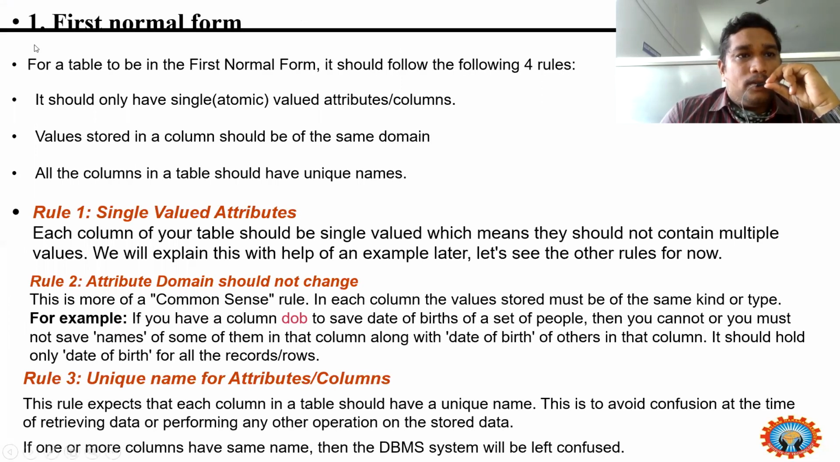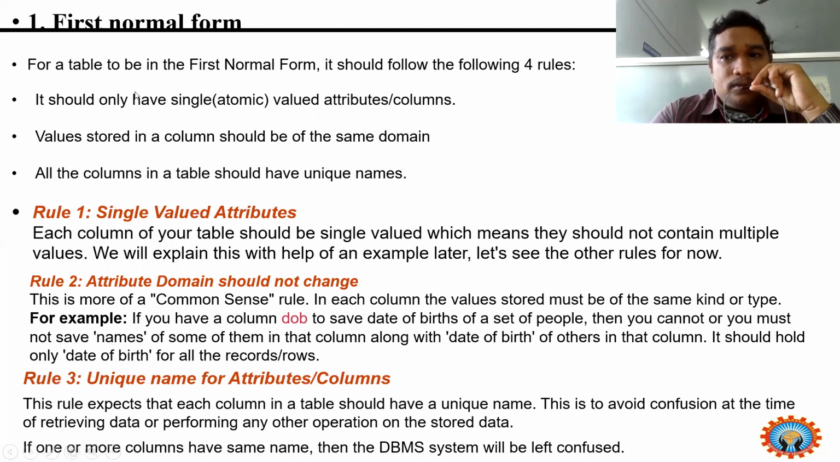Coming to first normal form, for a table to be in the first normal form, it should follow 4 rules. If the data has to be normalized, for that normalization you have to follow first normal form, then 2NF, 3NF and so on. So for a table to be in the first normal form, it should follow 4 rules.